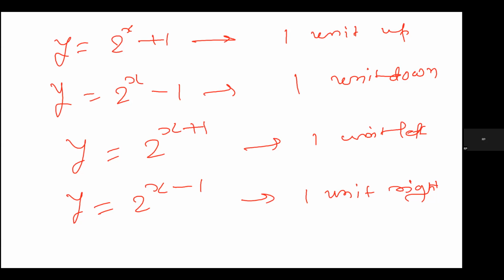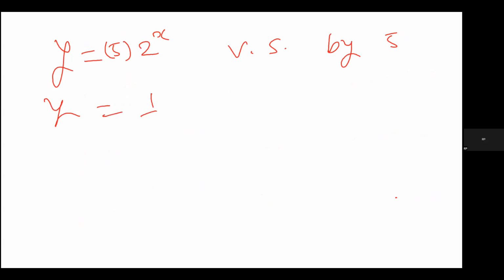Now there are other types of transformation, that is vertical stretch and horizontal stretch and compression. So when you have 2 power x, when you multiply by, say, the number 5, this is vertically stretched by 5. When you have 1 upon 3 into 2 power x, this is vertically compressed by 1 upon 3.